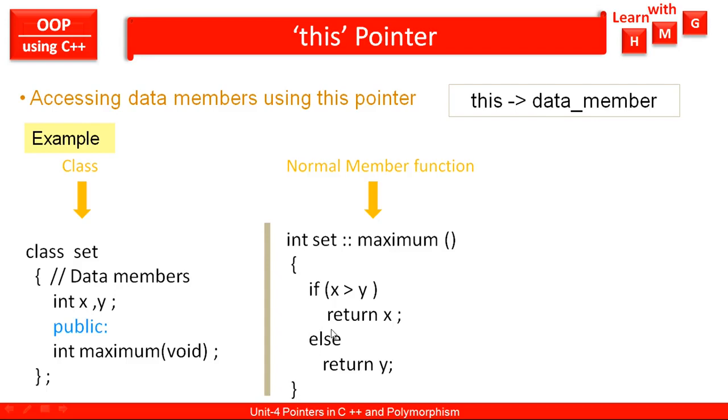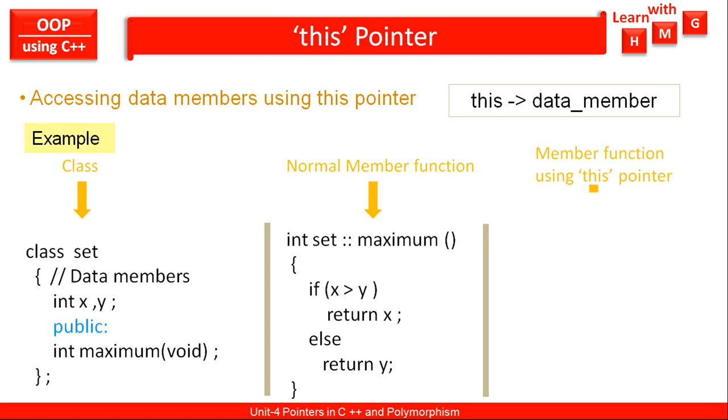Else, it means the condition is false, x is not greater, y is greater, so we will return the value of the y data member. So this is a normal member function in which the data member names are directly used. Now the same thing we can do with the help of the this pointer. See, now I am writing the same maximum function definition using the this pointer. Here also maximum is a function which is a member of the set class and it is returning an integer value.